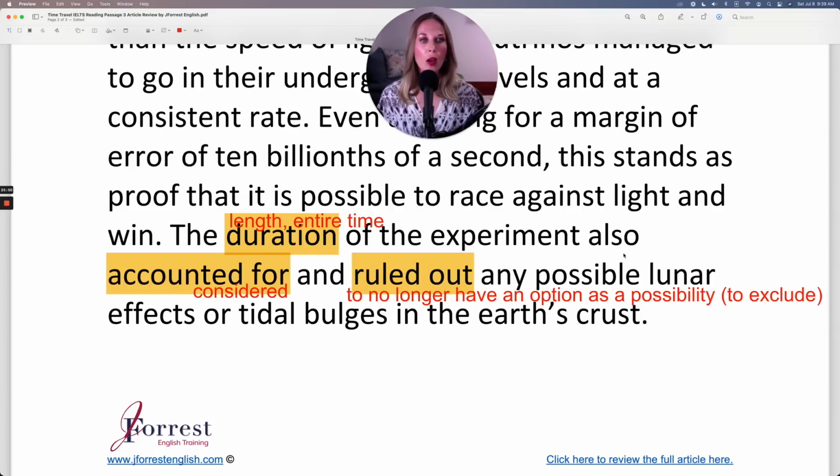So they ruled out any possible lunar effects. Lunar is the moon, so effects from the moon, because the moon can influence time. And tidal bulges. I don't know what a bulge is. I assume it's similar to a wave, and tidal relates to the tide. So when the water goes in and out, that is called the tide. So tidal bulges in the Earth's crust.